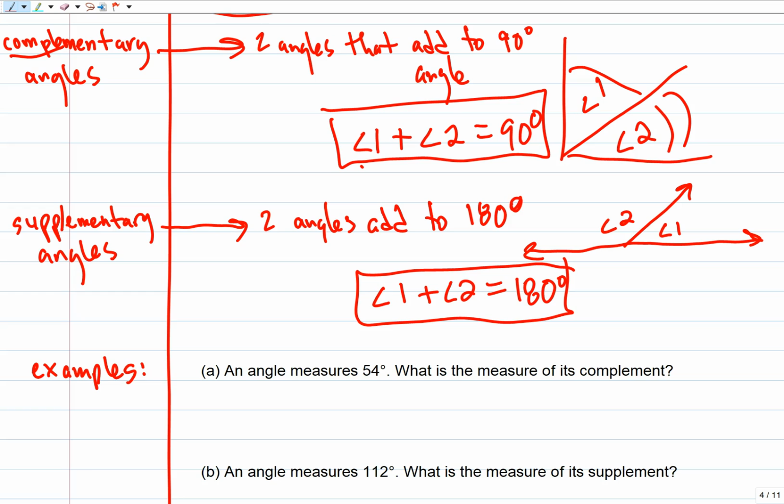A couple of examples of this. If one angle is 54 degrees, what is its complement? Well, they should add to 90. You could just say 54 plus what is 90? I'm going to write it out algebraically. The first angle is 54 degrees, plus the second one we don't know, should add to 90. Could you solve for that angle? Well, yeah, to undo the adding, we would.